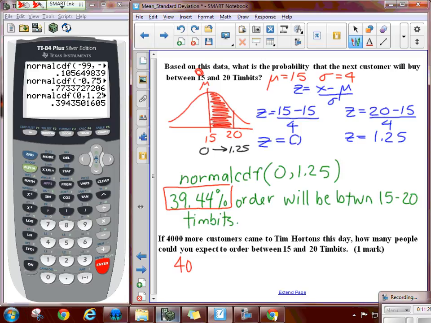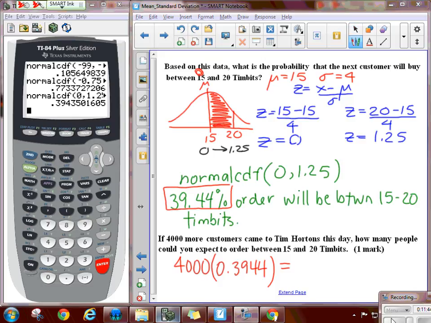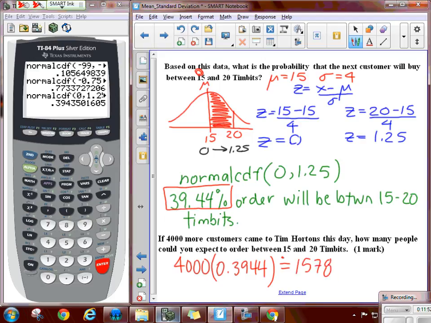So if we take the 4,000 and multiply it by 0.3944, which is that percentage as a decimal, this should tell us how many of those 4,000 people will actually order between 15 and 20 Timbits. And if you crunch those numbers, it turns out to be approximately 1,578 people or customers that the next time through, if there was 4,000 of them, would order between 15 and 20 Timbits. So that's using our information of z-scores, translating that into some probability under the standard normal curve.